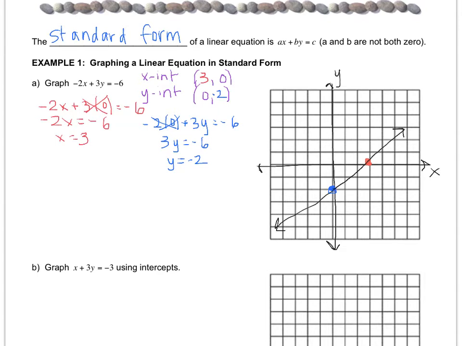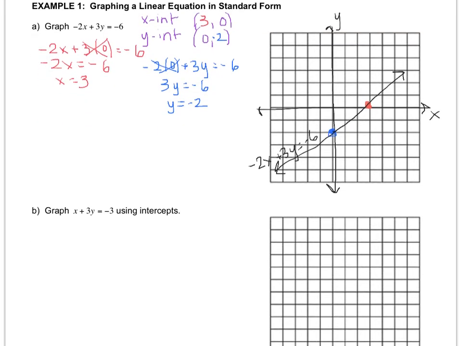Last thing you should always do is write the equation on the line somewhere. So this is... oh, whoops, I'm in the habit of writing y equals, and that's not true. So it is negative 2x plus 3y equals negative 6.